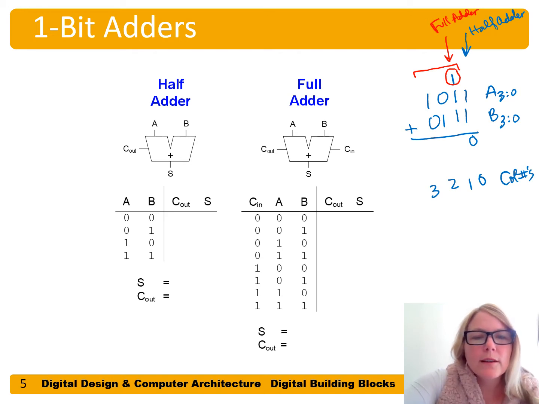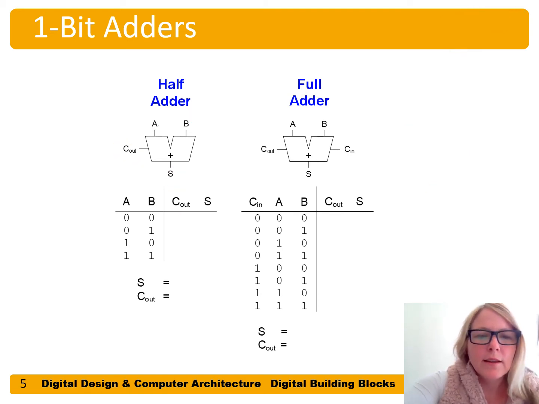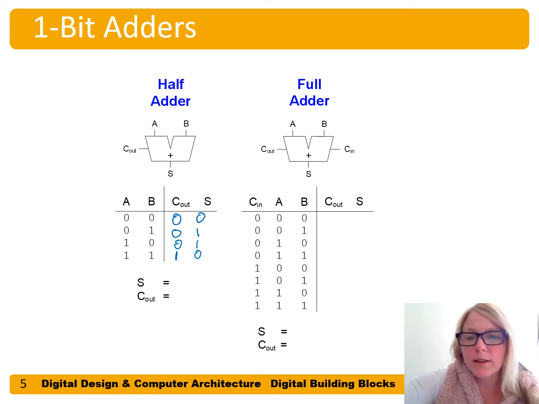Okay, so let's look at the half adder to start with. If we add 0 and 0, so again, we're just adding these 2 bits, A and B, 0 plus 0, well, 0 for both carry out and sum. These are 2 outputs for each of those types of adders. Then we have 0 plus 1 is 1, so 1 in the sum bit and 0 in the carry out bit. 1 plus 0 also 1, and 1 plus 1 is 2, which gives us a carry out of 1 and a sum bit of 0.